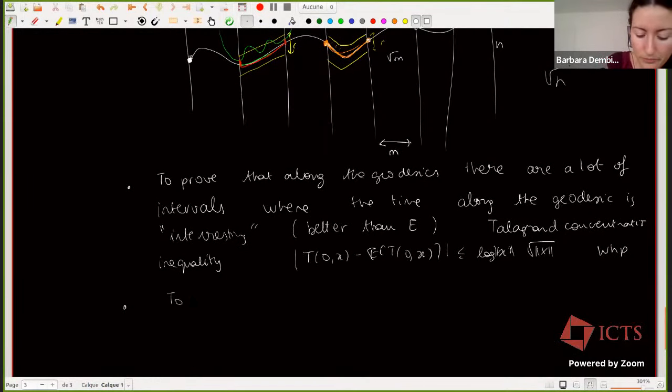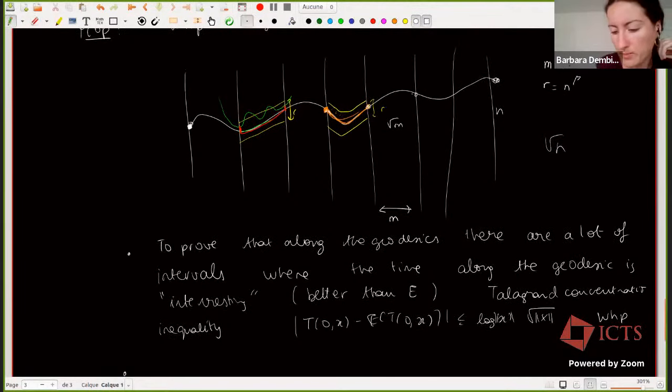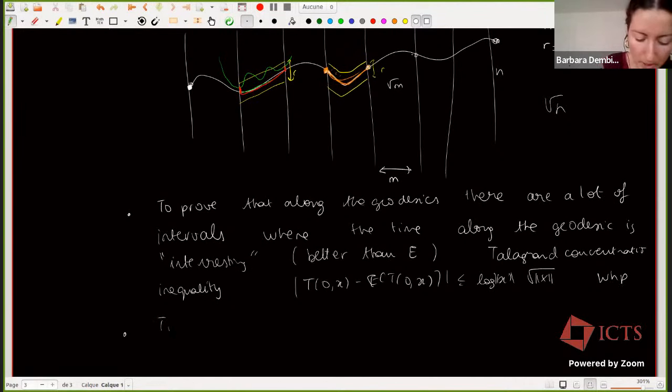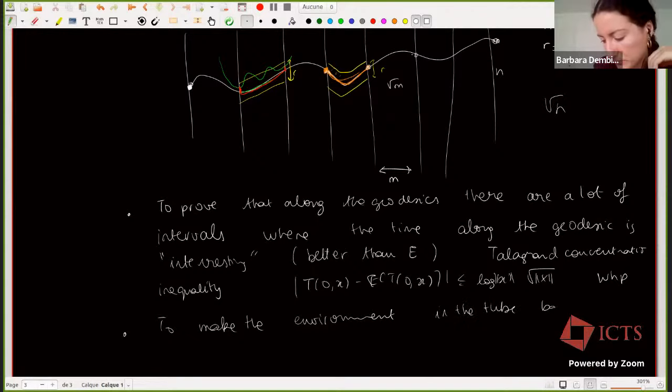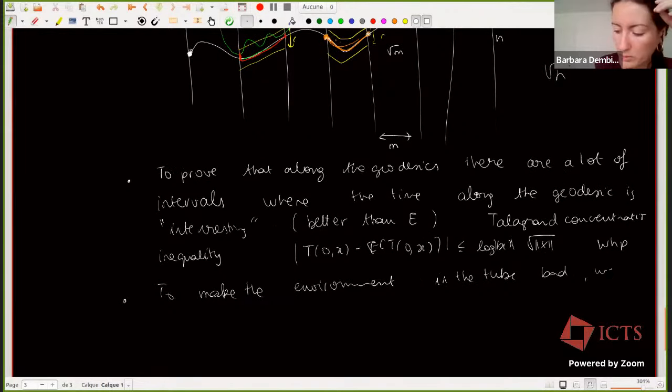And to ensure that the probability that the environment is bad, knowing the geodesic here, so to make the environment bad above, in the tube outside the geodesic, in the tube bad, we use a Mermin-Wagner type argument. And so what's a Mermin-Wagner argument?